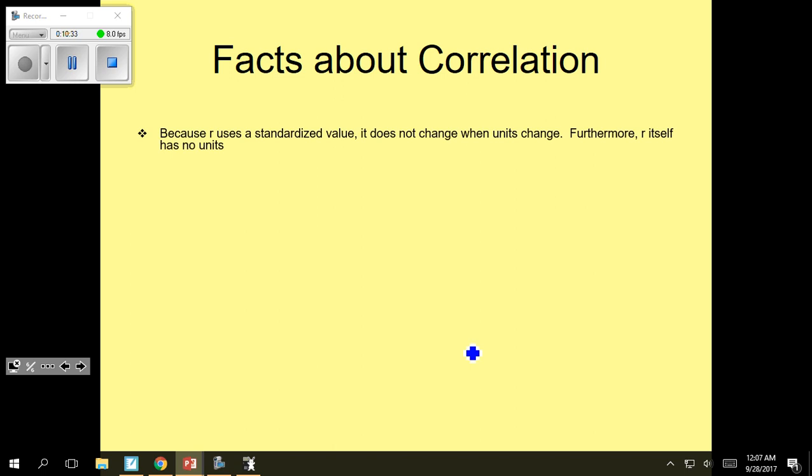Now, R uses standardized values. Z-scores have no units. So when I standardize my values to find correlation, I've got no units. So correlation has no units. Furthermore, R won't change when the units change.